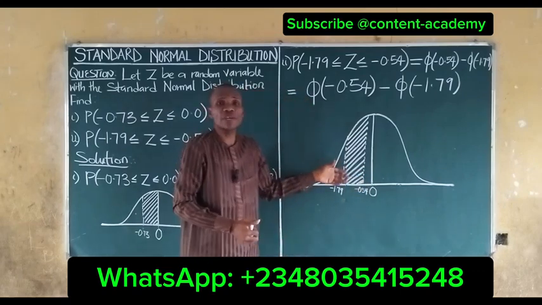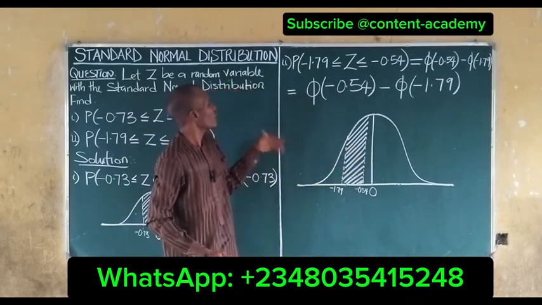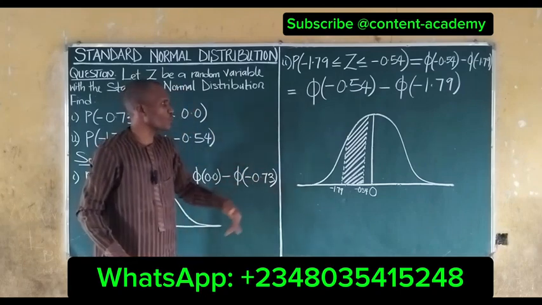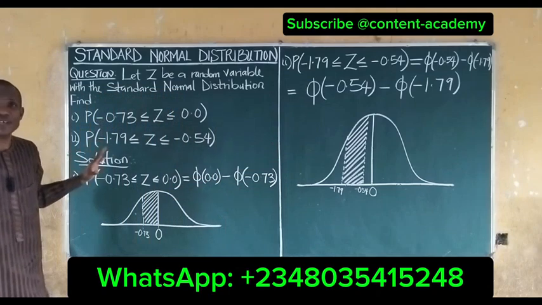So this is simply how we can compute the probabilities for the standard normal distribution. So we have succeeded in solving the 2 questions that are given here.